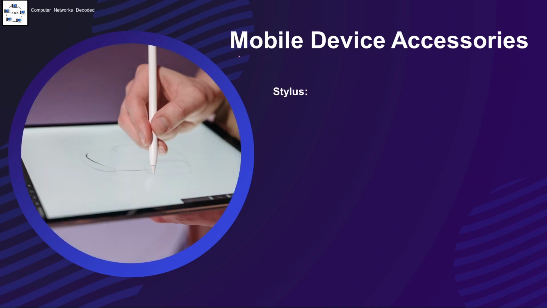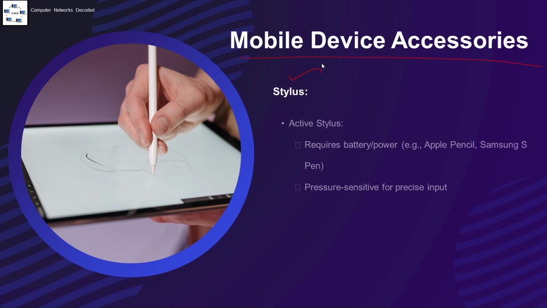Next topic is the mobile device accessories, and our first accessory is the stylus. So stylus have two types. First one is the active stylus. So the active one basically requires battery or power to function. Examples of active stylus are basically Apple Pencil that is used with Apple iPads and Samsung S Pen. And this active stylus is basically pressure sensitive for precise input.